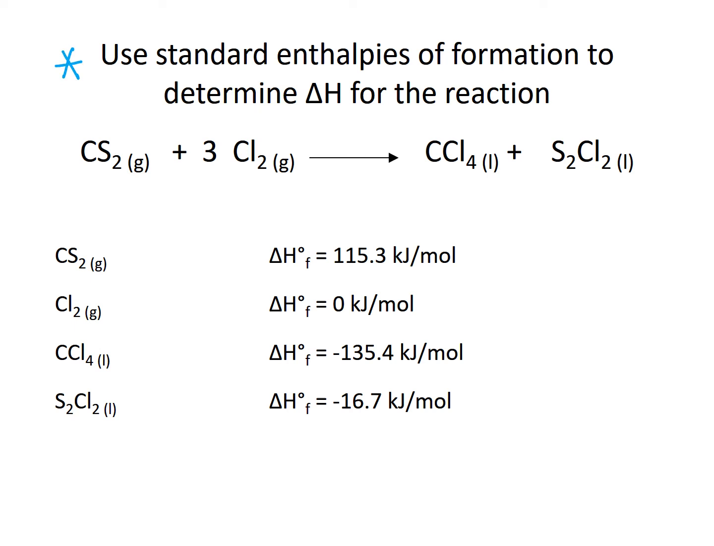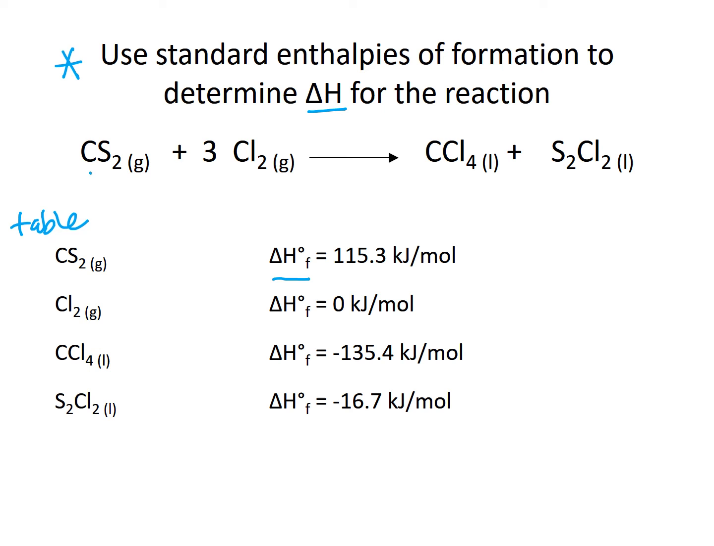Use standard enthalpies of formation to determine delta H for the reaction. We have carbon disulfide gas plus 3 moles of chlorine gas reacts to form carbon tetrachloride liquid plus disulfur dichloride liquid. Okay, and so I looked on a table and I found the corresponding heats of formation for every single one of these. Okay, when you do this, make sure it matches exactly.